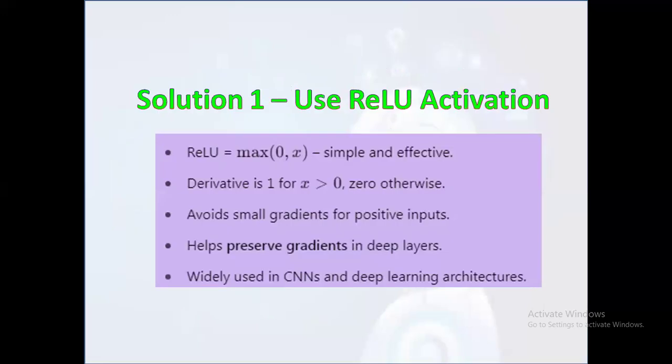And solution one for this problem is the ReLU function. We have to use it. This is very simple and effective. The derivative of the ReLU function is 1 for x greater than 0, otherwise 0. It avoids small gradients for positive inputs, and it helps preserve gradients in the deep layers. The ReLU function is widely used in CNNs, convolutional neural networks, and deep learning architectures.